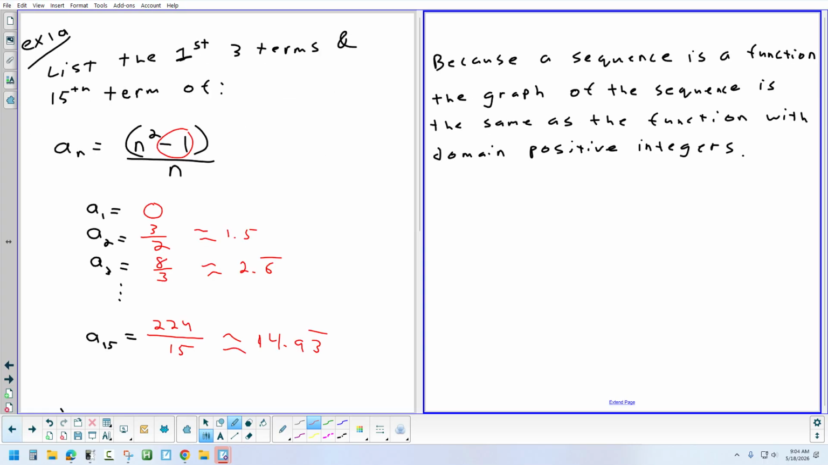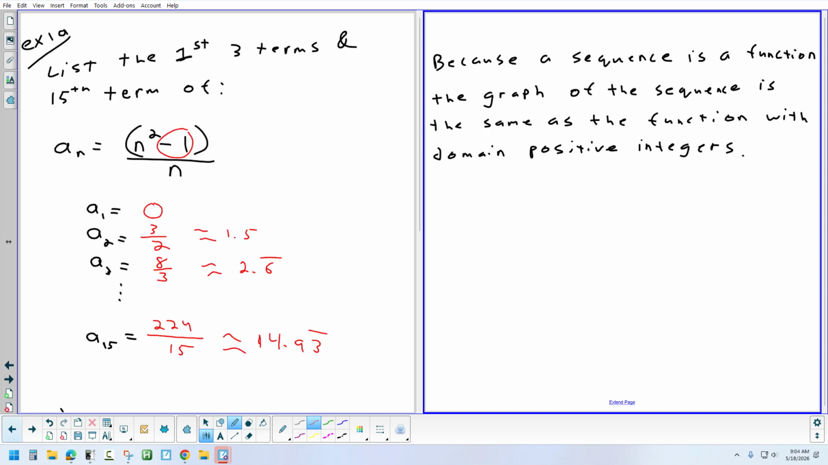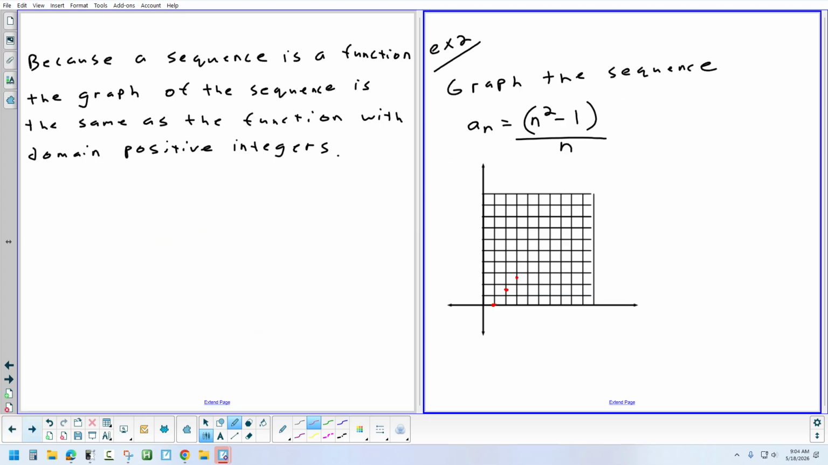The third term, I think, was 8/3, 2.6 repeating. And when we got all the way out to the 15th term, I don't have enough space to do that one, but it was getting very close. I can do the 10th term. That would be 99 over 10, which would be 9.9. So the 10th term is almost up at 10. As we keep going with the dots, the dot is getting higher and higher towards the line that's above it. Eventually it's going to look like it's right on it, and it's going to approach it.